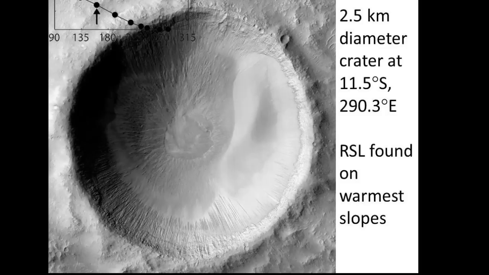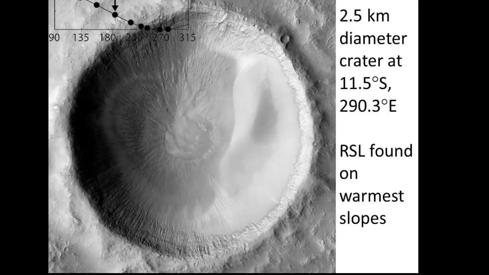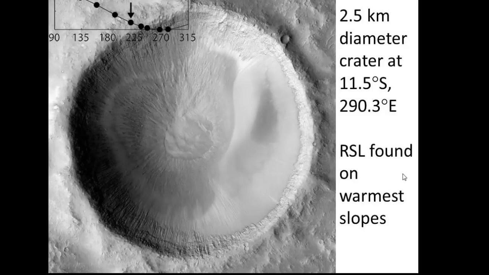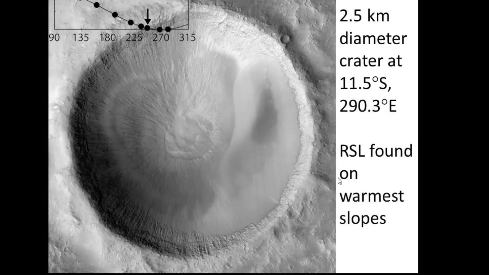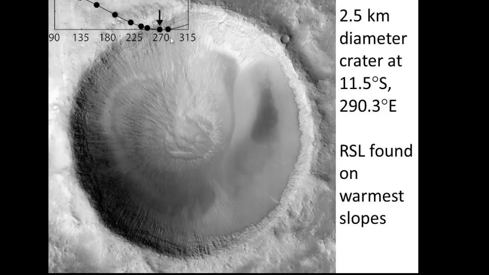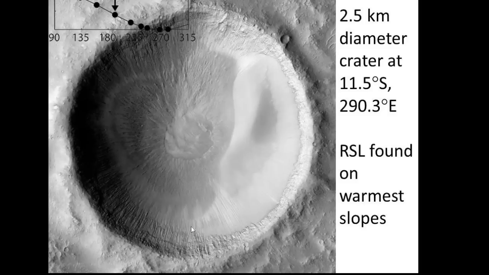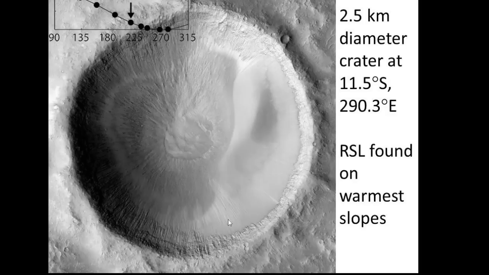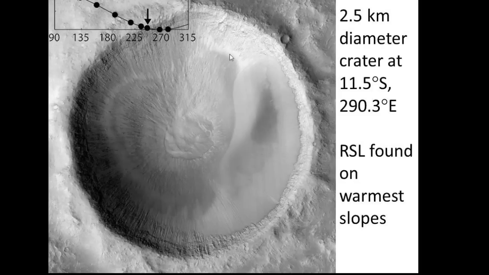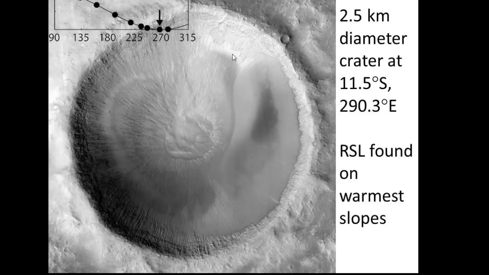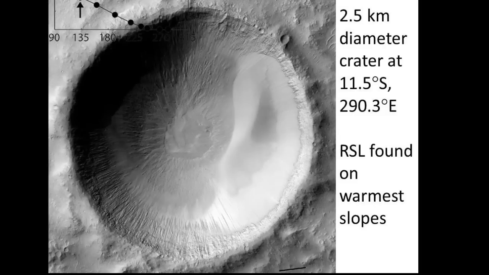So here's one of these craters on the floor of Valles Marineris. This is 2.5 kilometers in diameter, and the RSL are found on the warmest slopes. Right now, the image is showing southern summer, so we're going to see RSL over here. Now it flips to northern summer, we see RSL on the north-facing slopes. And now it's going to flip back over. We're going to see RSL start occurring on the south-facing slopes again. So this is kind of like a sundial. The slopes that get the most sunlight are where we have the RSL.